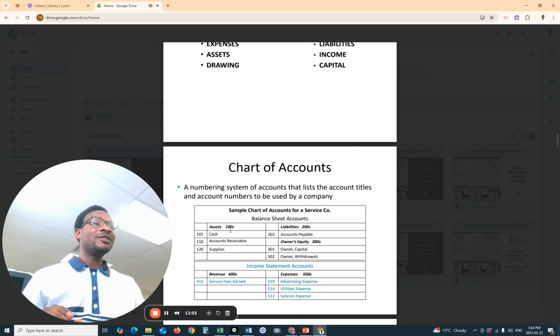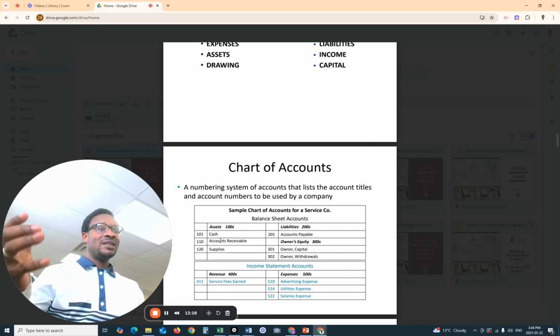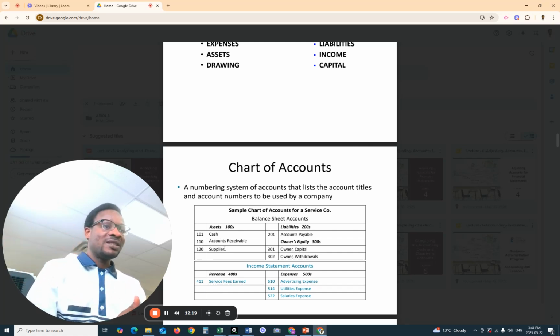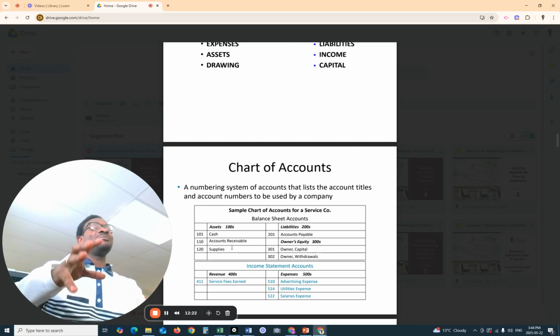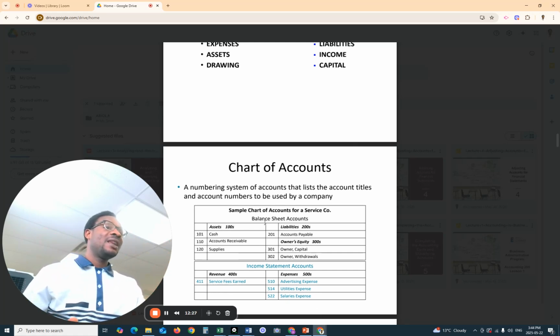So that means your assets will be in 100 plus. As cash is 101, there's another asset that will be 102, another asset 103, 104, 105, 106, 110, 111. As long as the business has many accounts, these assets will fall in this category. Liabilities are categorized as 200s, which means all forms of liabilities that you have, account payable, notes payable, loans, would be in the category of 200s.